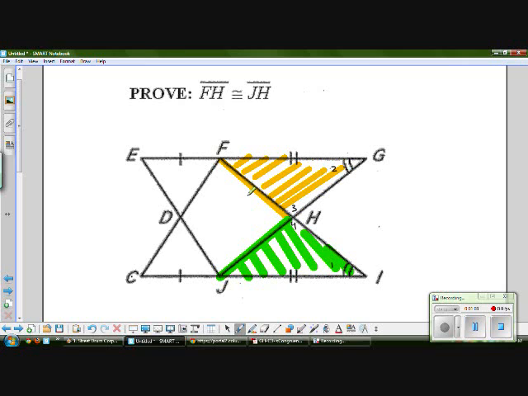So that's what we really have to do. We're going to prove the yellow triangle is congruent to the green triangle, and then we'll be able to state that FH and JH, the two things we're trying to prove, are congruent as a result.